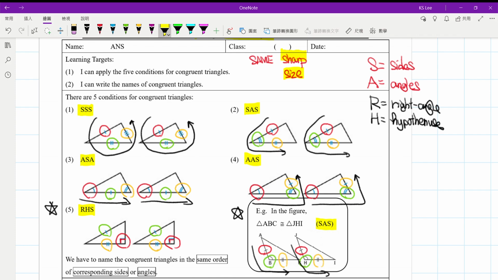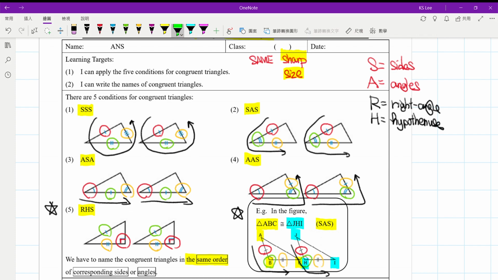So how can we name the triangle? We need to follow the same order as well. For the triangle on the left hand side, we can say that this is triangle ABC. So we write down triangle ABC. And then for the triangle on the right hand side, we have to follow the order. That will be triangle JHI. So we write down triangle JHI on the right hand side.